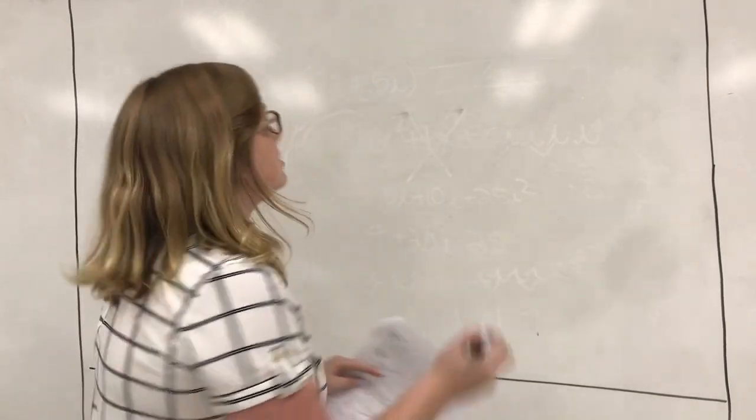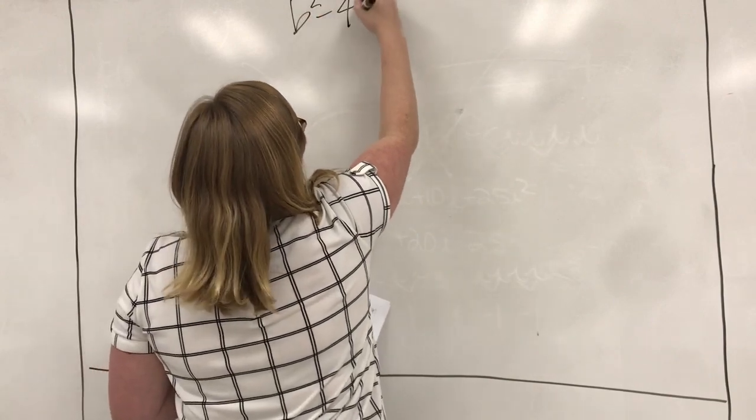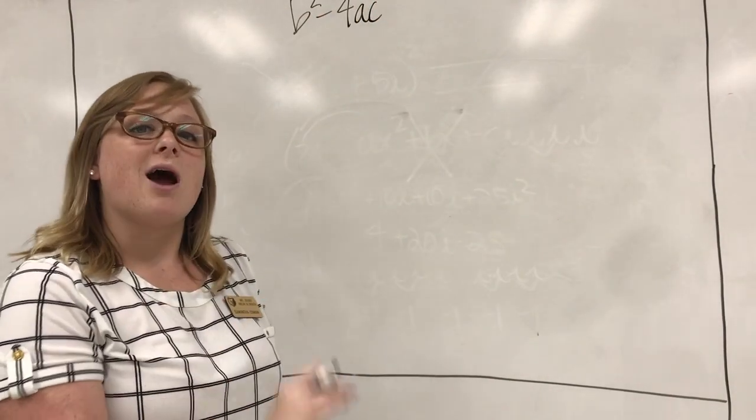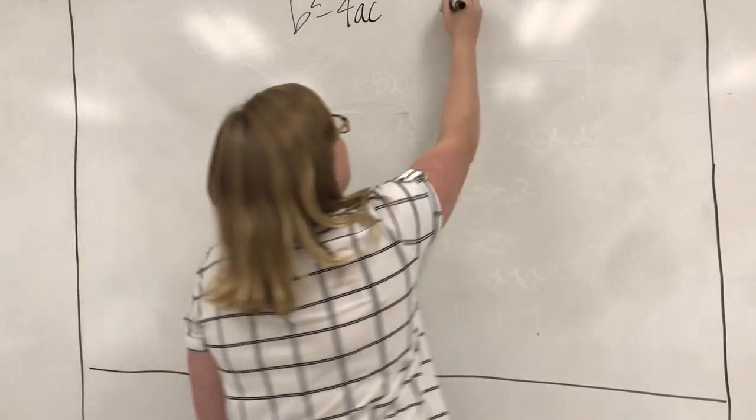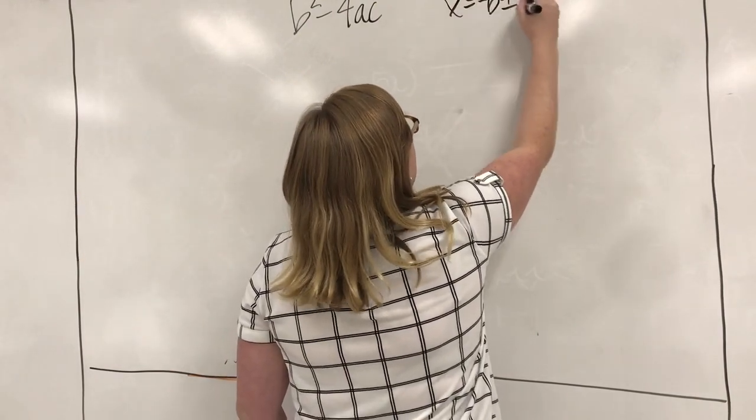All right, what is the formula for the discriminant? We talked about this briefly in class one day. The discriminant is just what's under the radical in the quadratic formula. So let me put the quadratic formula up here.